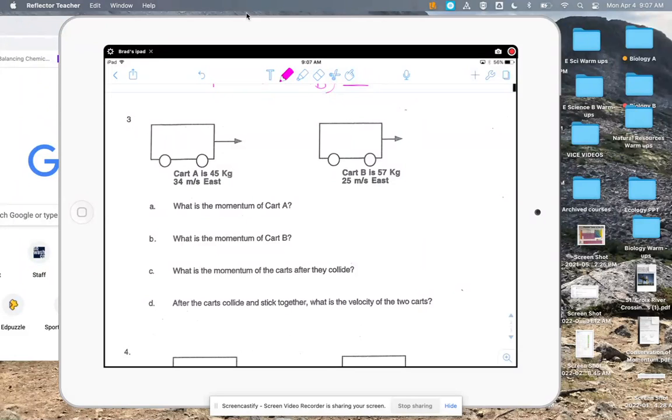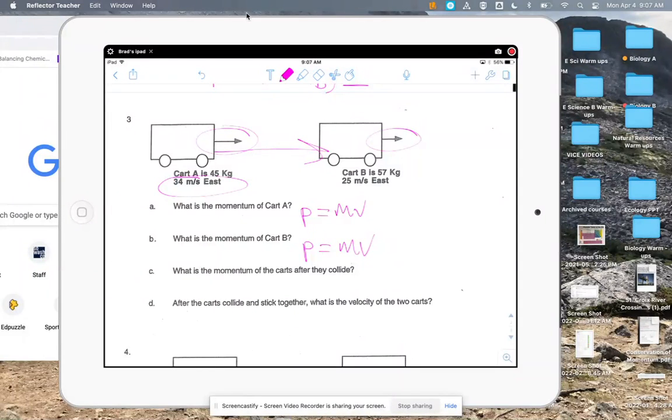All right, the next one, we've got cart A at 45 kilograms. It's moving at 34 meters per second, and cart B is 57 kilos, so a little bit bigger, but it has a smaller velocity. They're both moving in the same direction here, so they're going to couple, because you can see this cart is moving faster, so it should sneak up on this one and collide with it. These ones are easy. For A and B, you're just using the momentum formula, P equals M times V, for both of these. And what is the momentum of the carts after they collide?